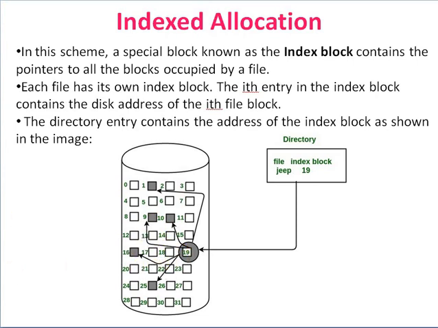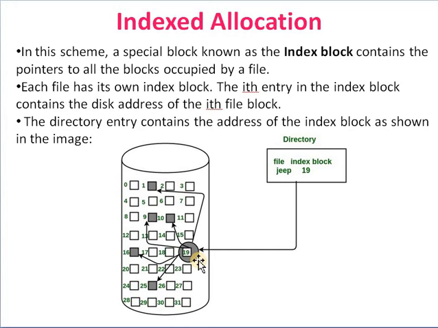Suppose there is one file, zip, and the directory entry contains only the index block address. The index block of that particular zip file is 19. That means in block 19 all the index records are stored. That index block contains the pointers to all the blocks which are occupied by that particular file.